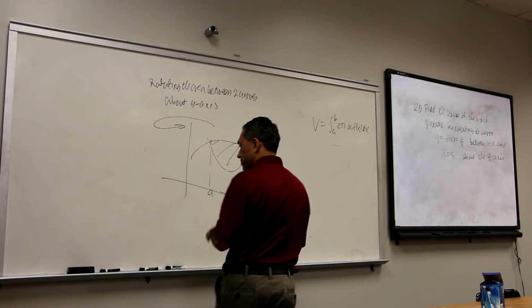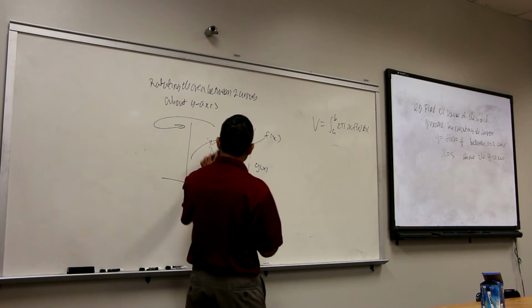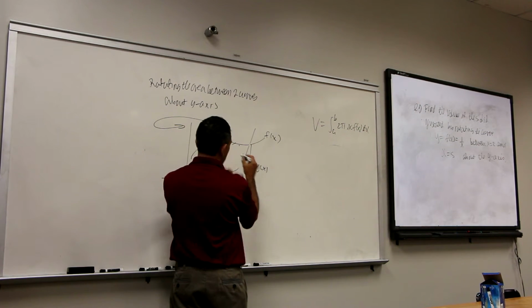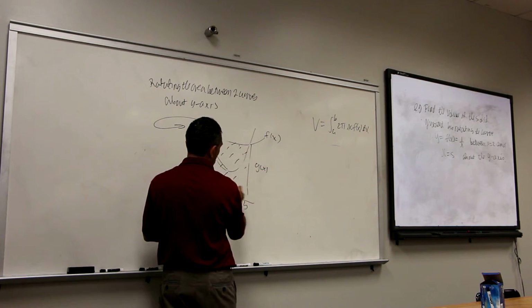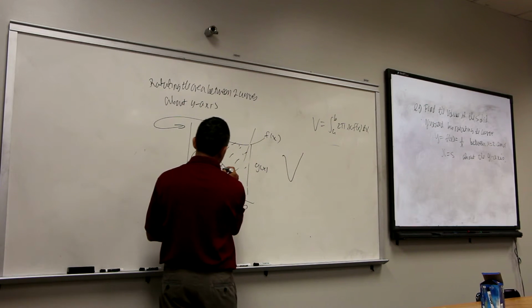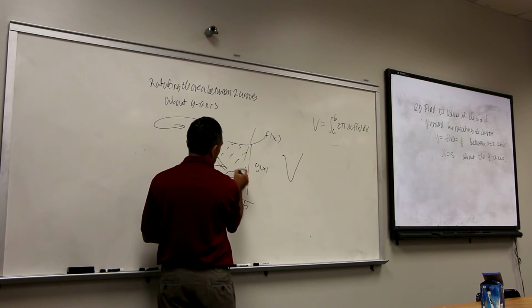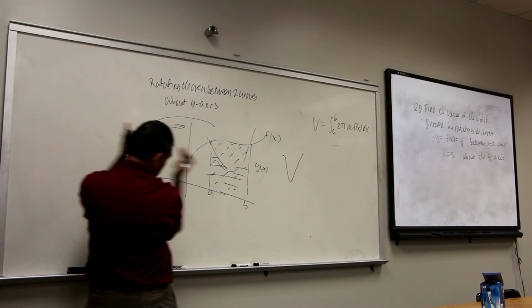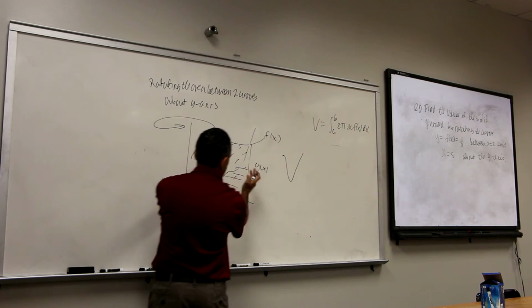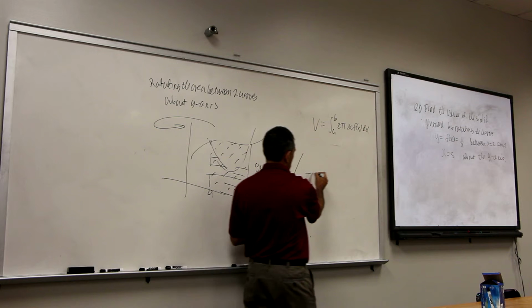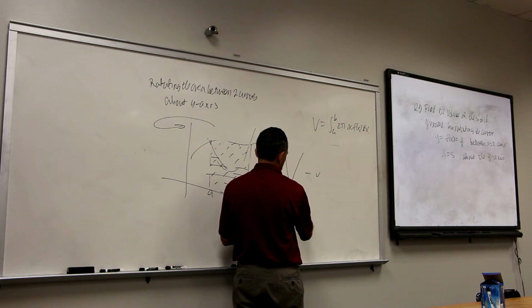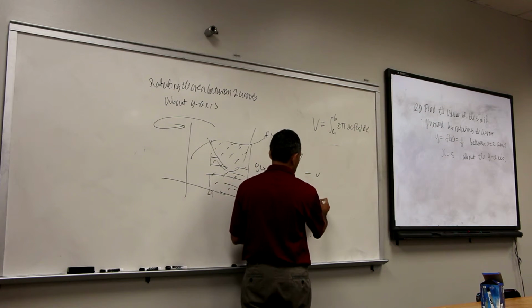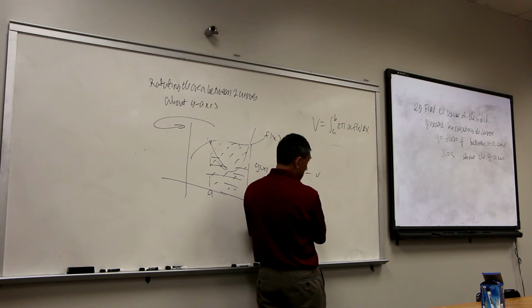So you will take your big volume. The big volume would be rotating that, and then your little volume would be taking that. You would subtract. That is to say, integrate the top function, take f of x dx, and integrate the bottom function. You better know which one's on top of which.